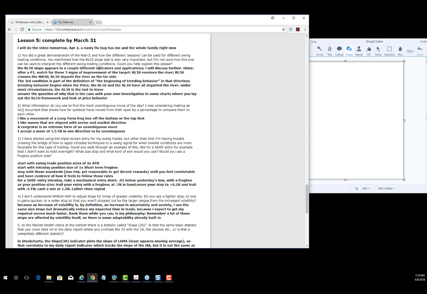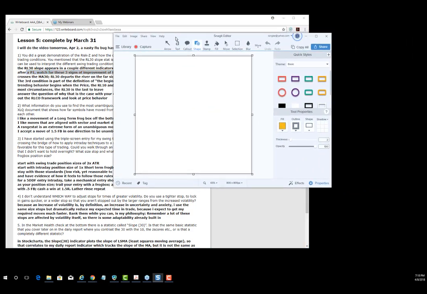All right, so lesson 5, question number 1, mentioned that the slope of the RL30 is very important. I'm not sure how it can be used to interpret different swing trading positions. So the slope of the 30 appears in a couple different indicators and applications. As an example, in a P1, you should watch for 3 signs of improvement.